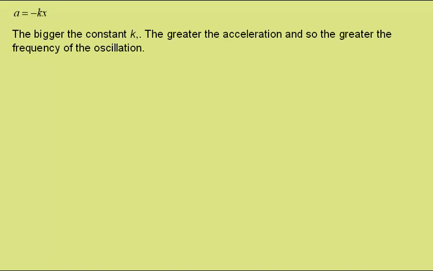So just writing again a equals minus kx, the bigger the constant k, the greater the acceleration will be for a particular displacement, and so the greater the frequency of the oscillation. It can be shown that the constant is equal to (2 pi f) squared. So we get a is equal to minus (2 pi f) squared times the displacement x.